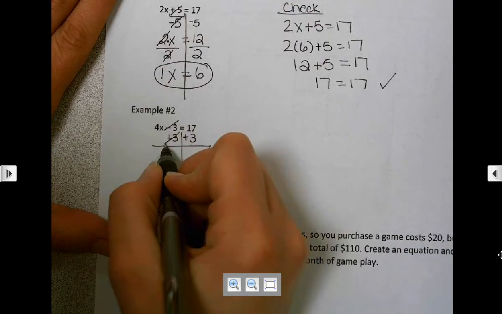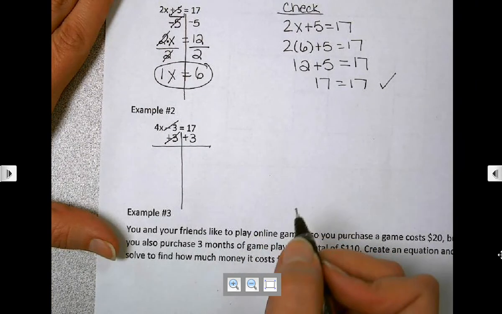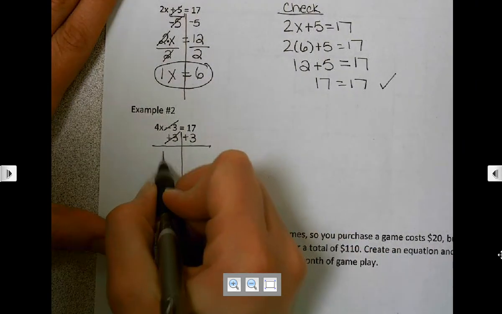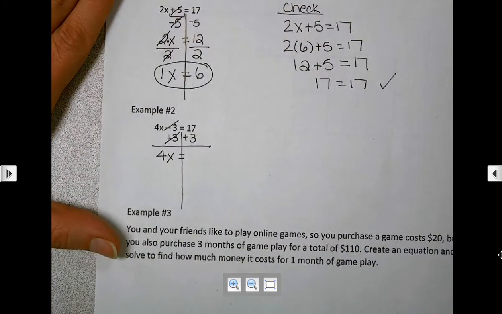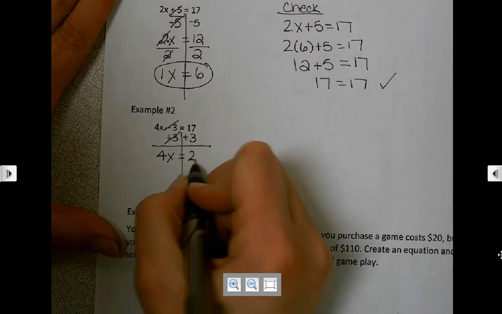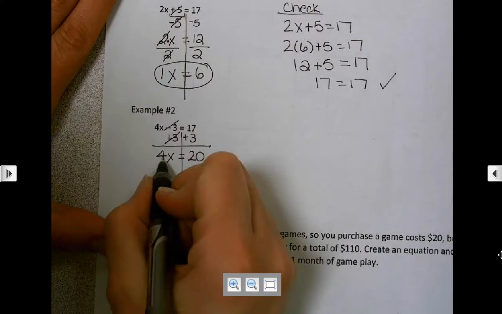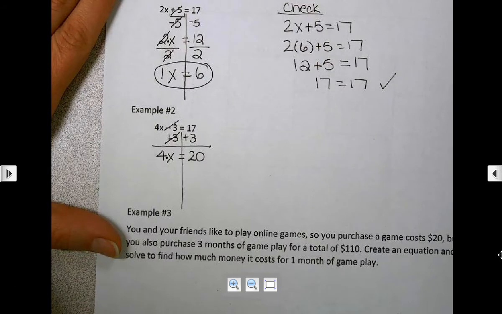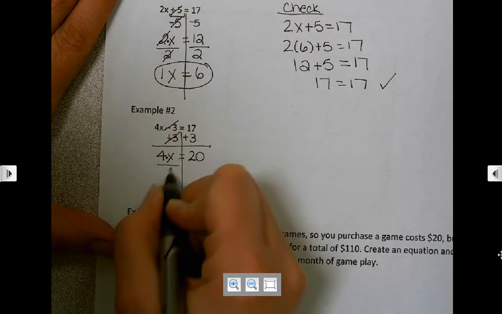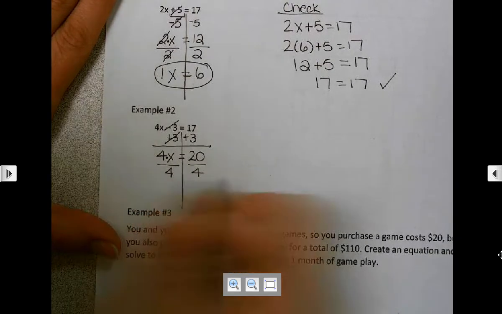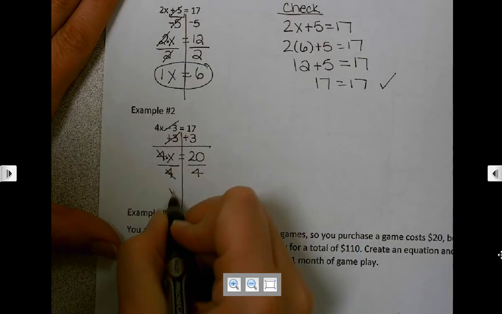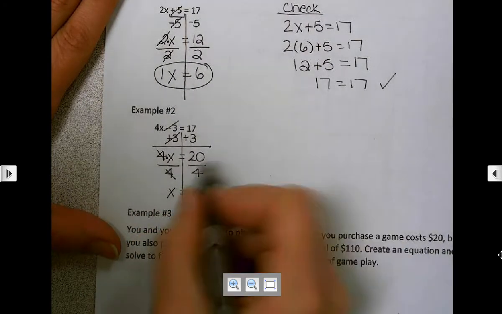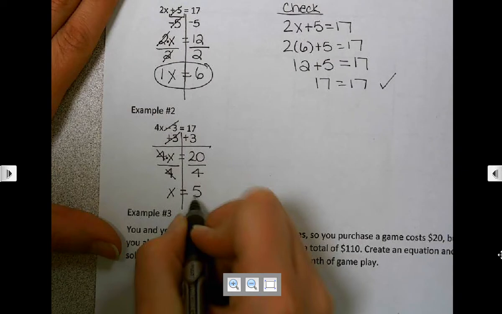Negative 3 and positive 3 are additive inverses. They will cancel out. We're going to bring down our 4x. On the right, we have 17 plus 3, which will give us 20. 4x is the same as 4 times x, and the inverse operation of multiplication is division. So we are going to divide both sides by 4. 4 divided by 4 leaves us with 1, or just x, and 20 divided by 4 is 5.